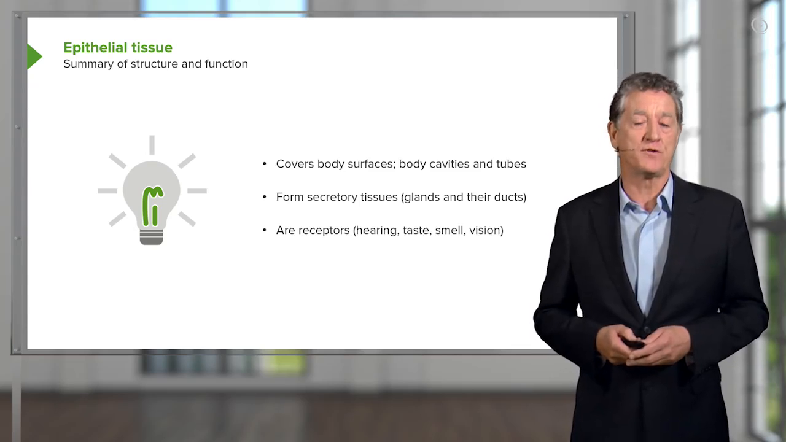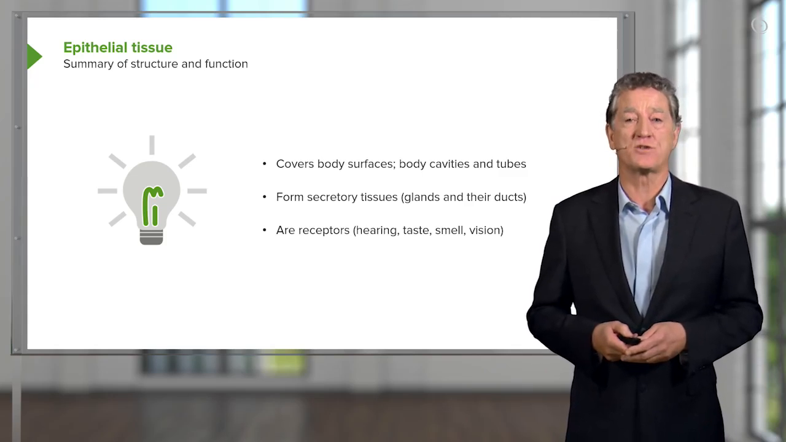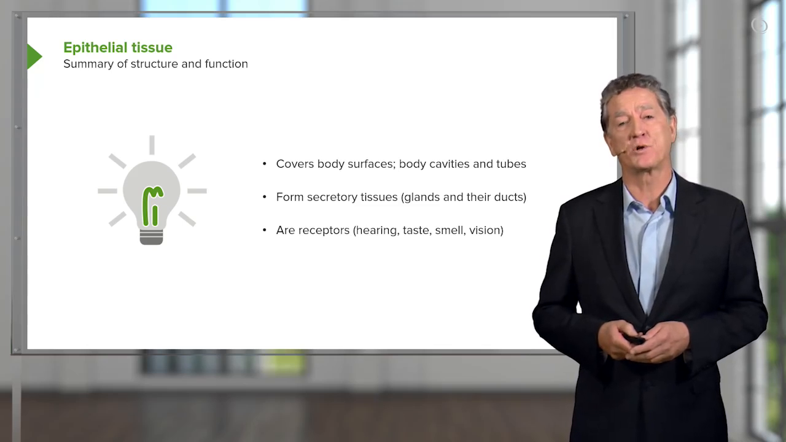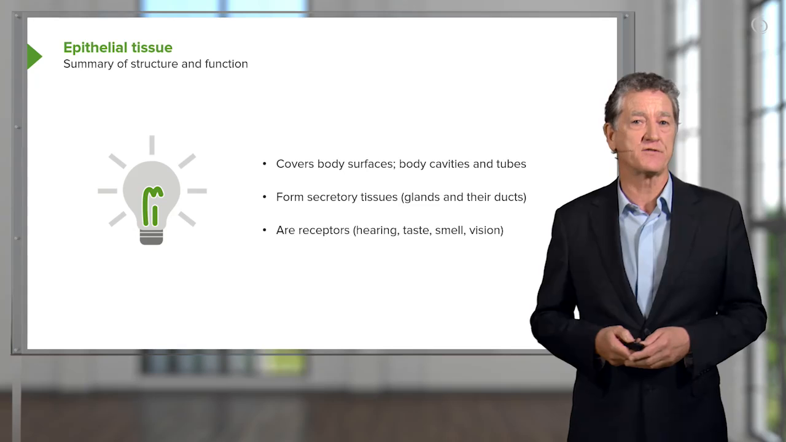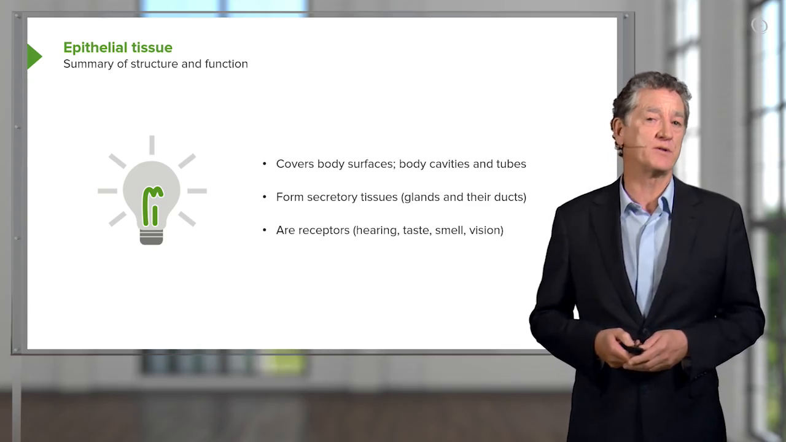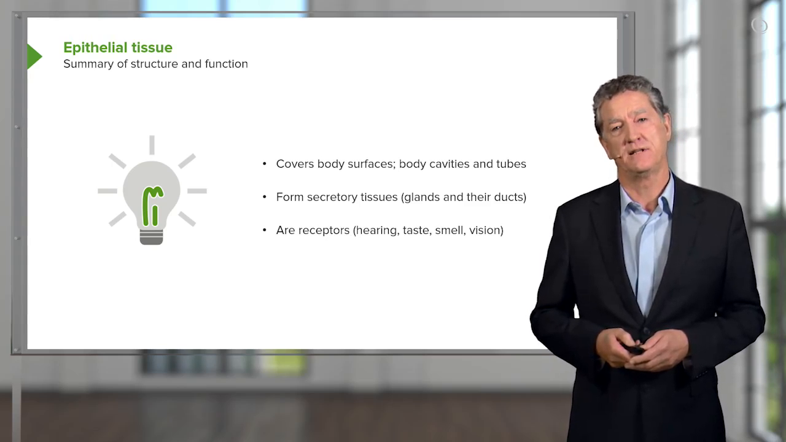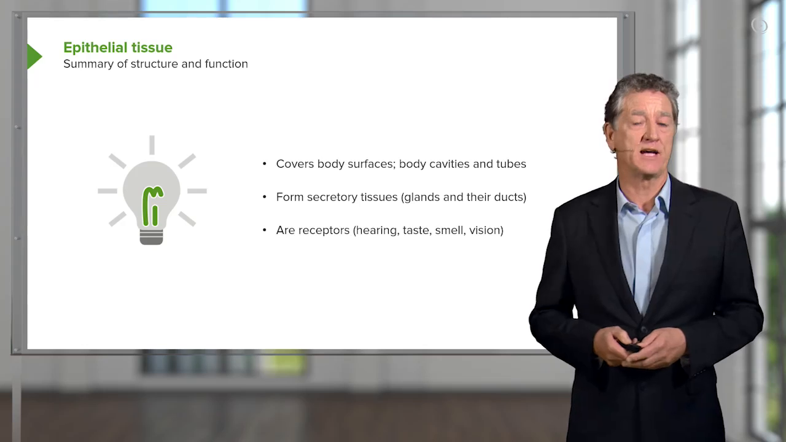Epithelia also forms secretory tissues or glands, and also the ducts or conduits that carry the secretory product of these glands to the surface. And they're also, in special instances, receptors. And we'll learn about those in more detail when we look at the ear and the tongue, and olfactory epithelium in the nasal cavity, and also the eye.